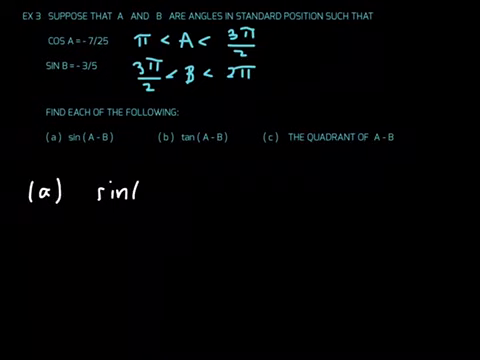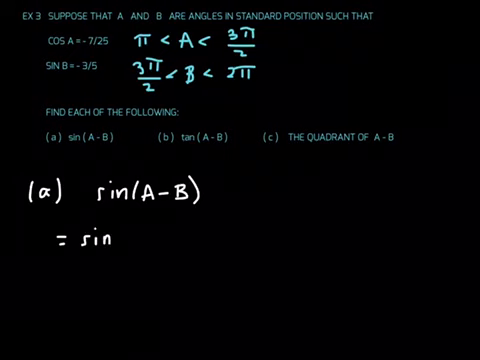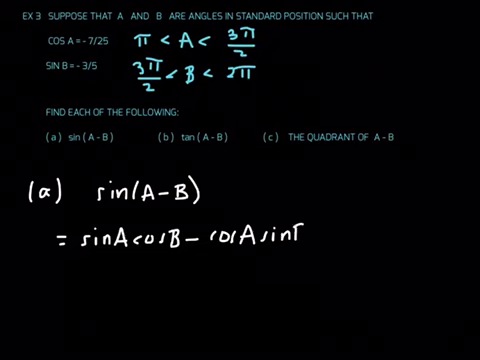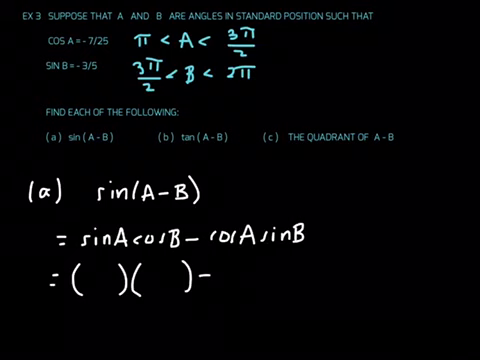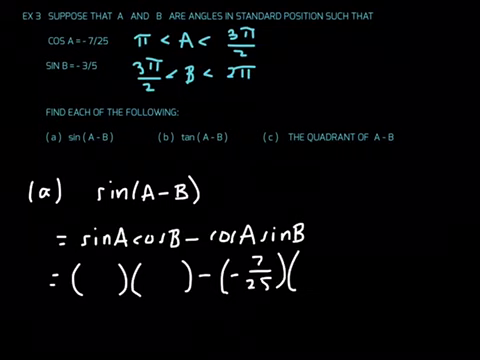Sine of A minus B. By the difference identity, we know that sine of A minus B is equivalent to sine of A times cosine of B minus cosine of A times sine of B. That's the difference identity for sine. Now, let's see. Sine of A is not given. We got to figure out what that is. Cosine of B is not given. We have to figure out what that is. But cosine of A is given. It's negative 7/25 times sine of B, which is given, negative 3/5.